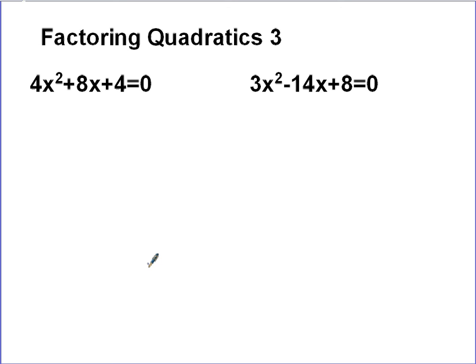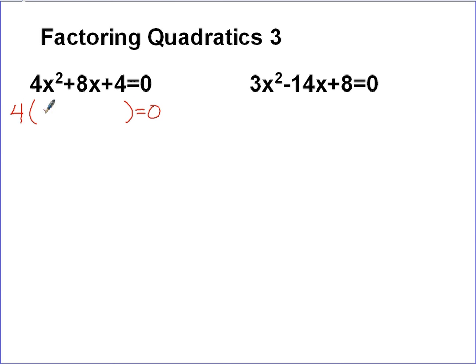Okay, let's look at factoring quadratics with the coefficient in front of that x squared term. With the first problem, I'm going to do the same thing that I would always do when I'm looking at a quadratic equal to 0, is look to see if there's anything in common. I notice that there's no x's in common because there's no x with this 4. However, each of these terms has a factor of 4. So I can take the 4 and factor that out in front.